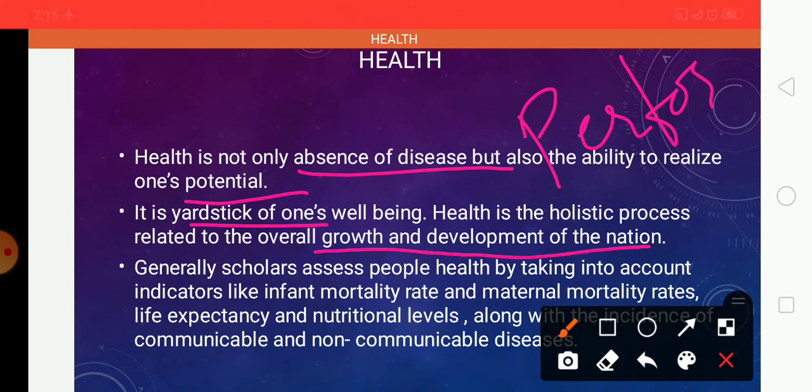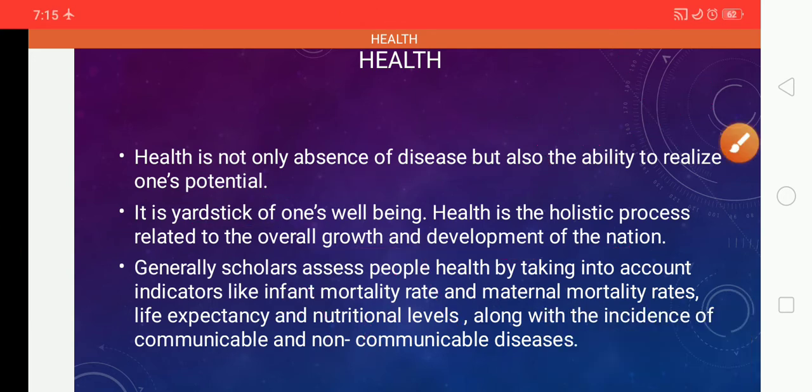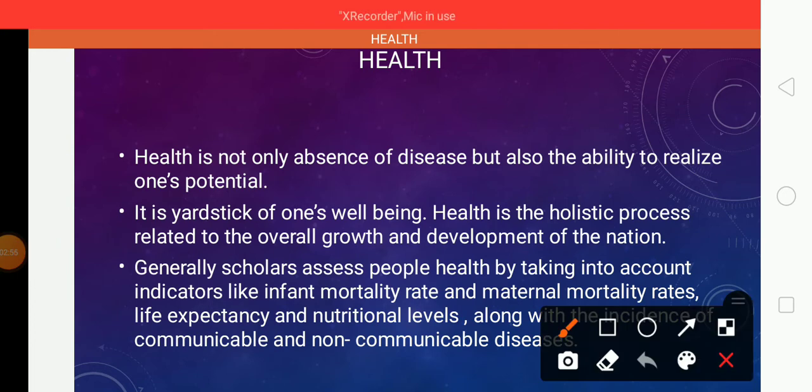So let us understand still more about what we are going to see today. We have now come to the 21st century, and there has been a lot of global transformation in human health care. It may be difficult to define the health status of a nation in terms of a single set. We cannot say that this is what health is, but generally scholars assess people's health by taking into account some indicators.